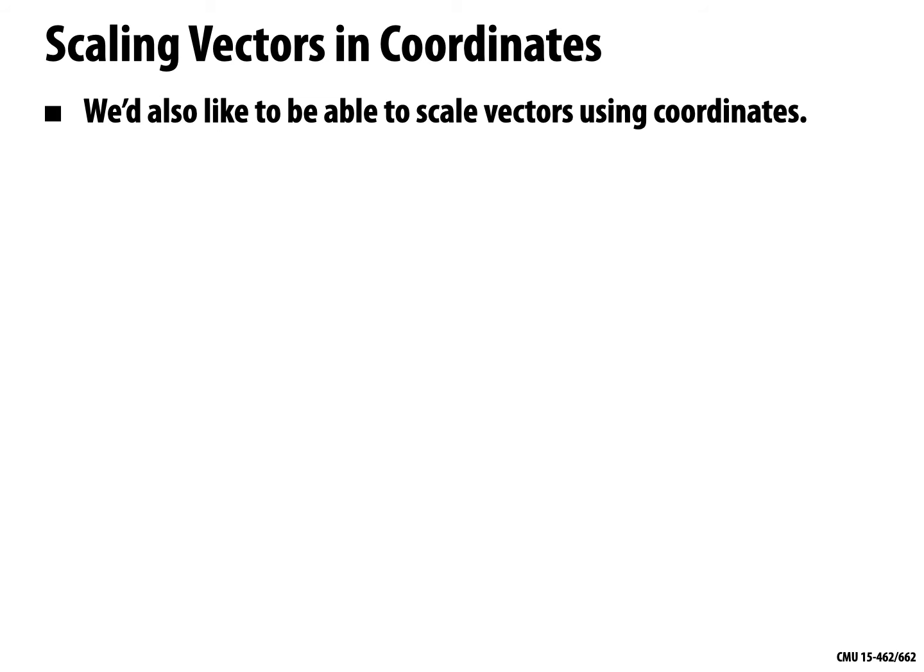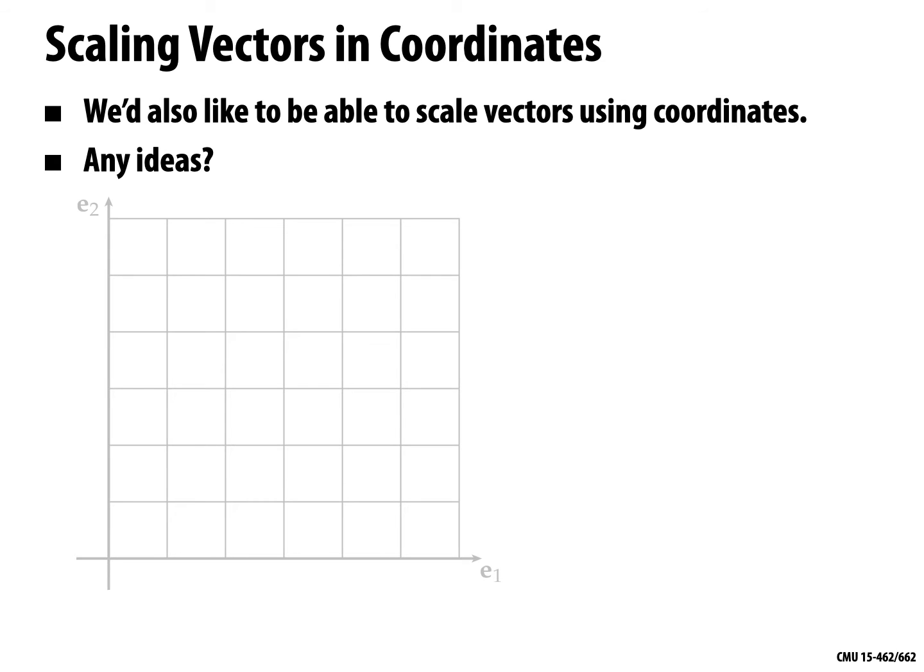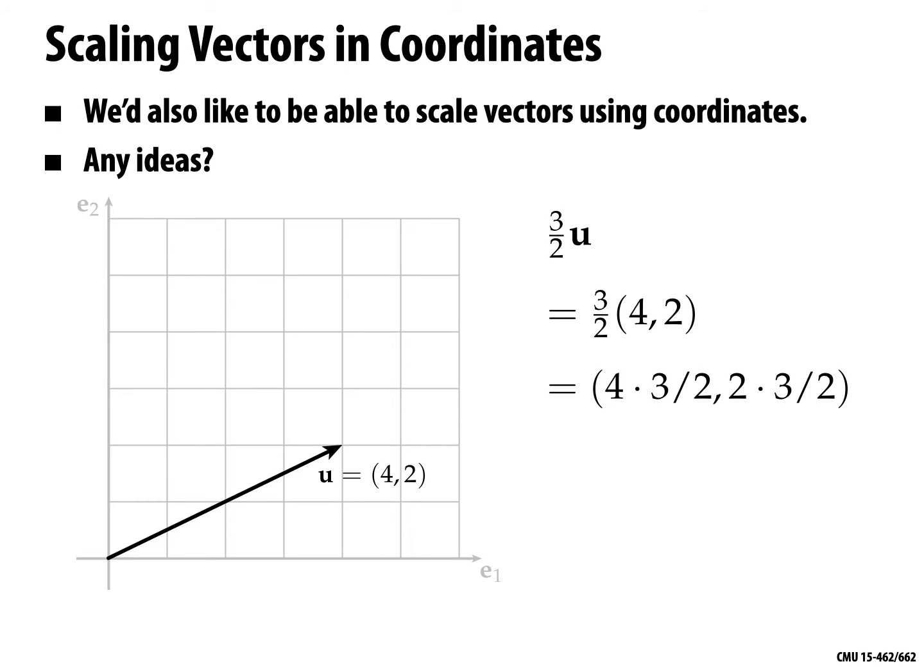Okay, we'd also like to be able to scale vectors in coordinates. So how do we do that? Hopefully this one is pretty straightforward. So let's say again I have a vector u equal to 4, 2. Those are the Cartesian coordinates. And I want to compute 3/2 u. Well, I'll just substitute my coordinate pair for u. And now I'm multiplying the coordinate pair by 3/2. That just means I multiply each component by 3/2. So I have 4 times 3/2 and 2 times 3/2, which works out to 12/2 and 6/2, or in other words, 6 and 3. Not too hard.